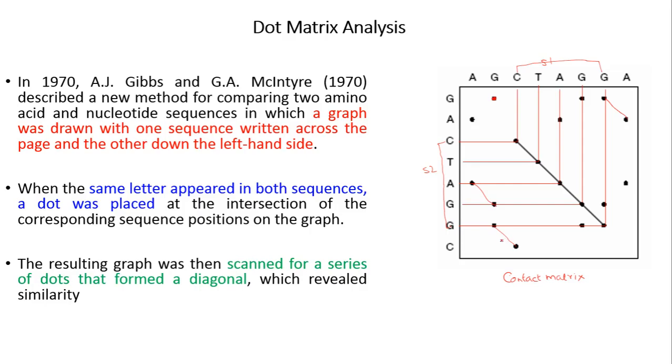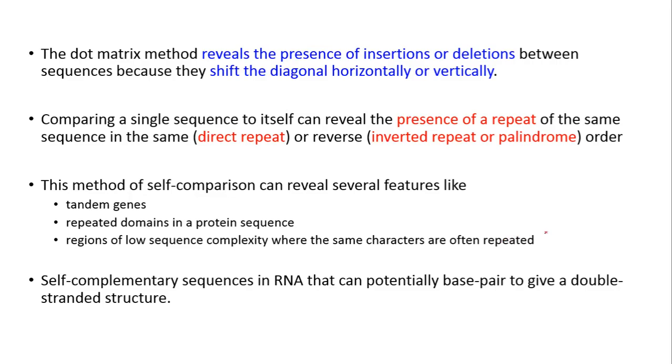Okay, so next thing that you should consider is that this dot matrix method would also reveal the presence of insertions or deletions between the sequences. Why? Because if there are insertions or deletions, what we call indels, that would eventually shift the diagonal horizontally. If such is the case, you can say that there is insertion or deletion. Or the other way around, the diagonal can also be shifted vertically. So this is vertical shifting. And it can also be shifted vertically or horizontally.